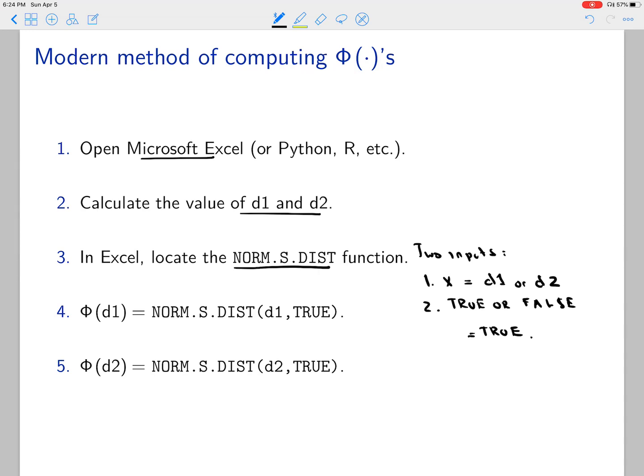So what you want to do to compute the phi's of D1 and D2 is calculate D1 and D2 on your calculator. Then you go to Excel, and to get phi of D1, you type in NORM.S.DIST, plug in D1, and type in true. Hit enter. It's going to give you phi of D1. And for phi of D2, you type NORM.S.DIST, put in D2, type in true, hit enter, and you're good to go.